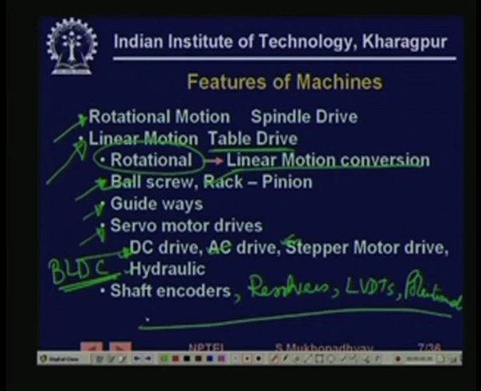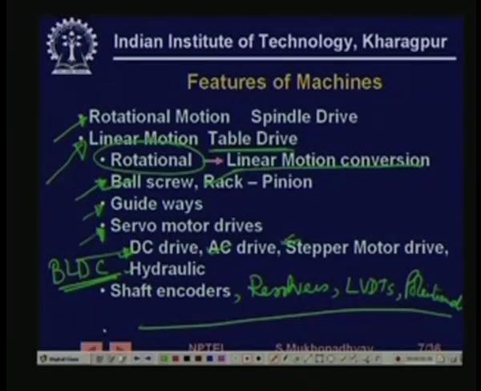So, basically you have to create rotational and linear motion, precise motion. So, you need precise drives which are created by motors, and you need speed and position feedback, which are provided by the sensors, and similarly you have mechanical arrangements which create precise motion, like ball screw, etc. So, these are the major parts in the machine.